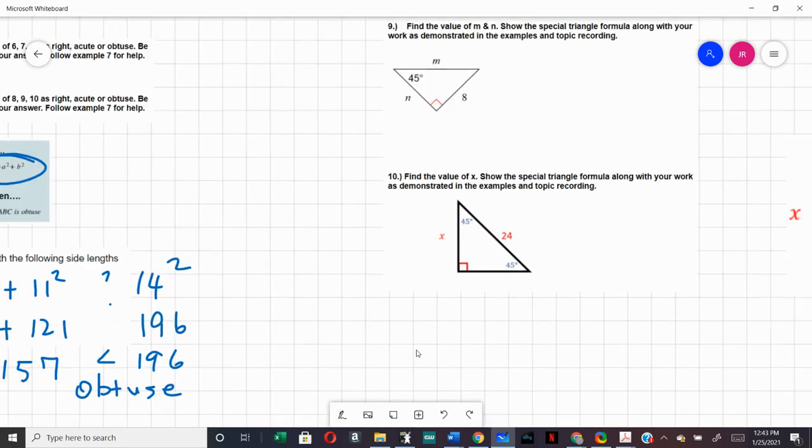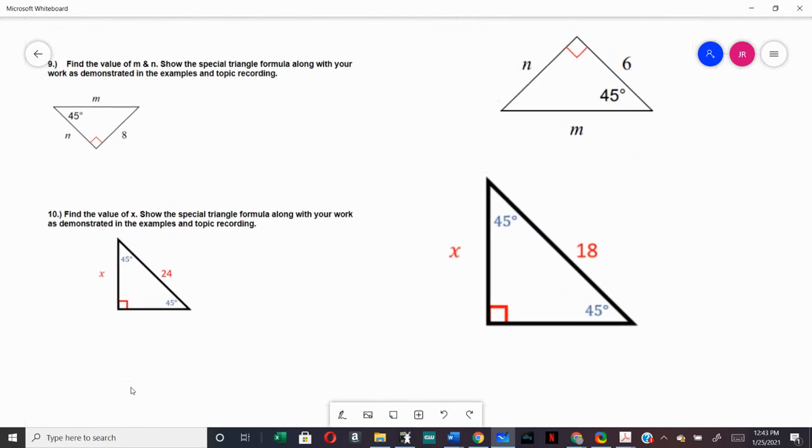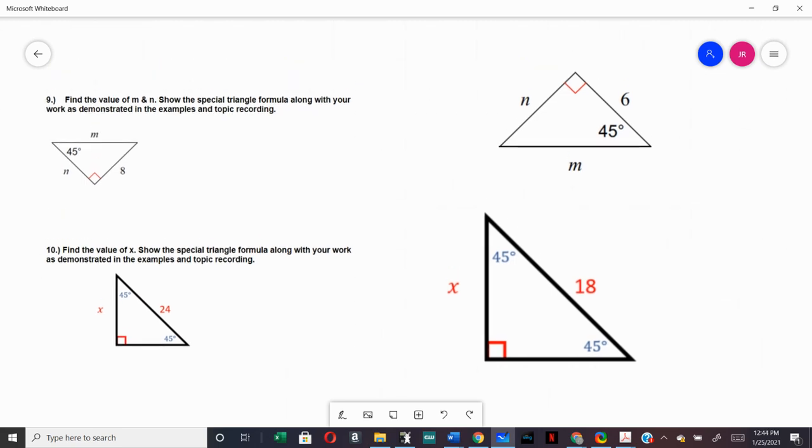Okay, numbers 9 and 10, we're trying to use the special right triangle rules. There's two types of special right triangles: a 45, 45, 90 and a 30, 60, 90. The 45, 45, 90 has this set of ratios, which is 1 to 1 to square root of 2. So that means the two legs are equal. And to get the hypotenuse, you take one of the legs and multiply it by the square root of 2.